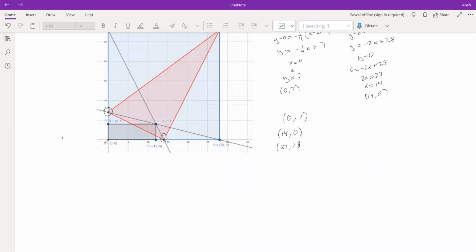So multiplying this out, we get 0 times 0, which is 0, then 14 times 28, which is 392, then 28 times 7, which is 196, minus 7 times 14, which is 98, minus 0 times 28, which is 0, and then 28 times 0, which is also 0. So evaluating this, we get that this is equal to 490.